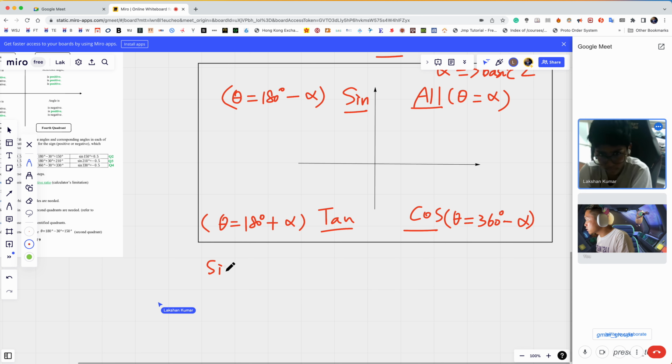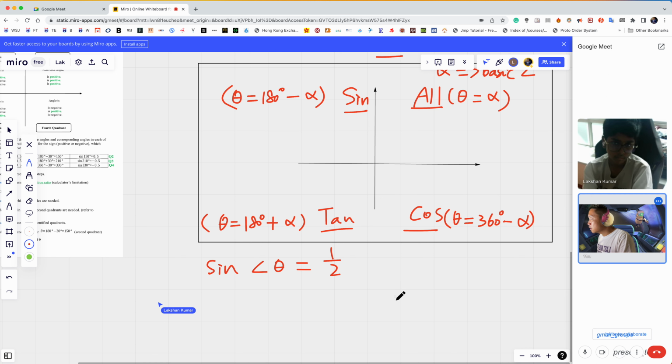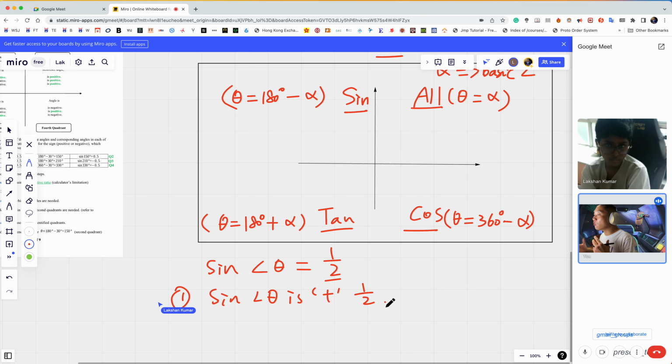So let me start. The question is sine theta is half. Step one: sine theta is positive half, right? So in a way, sine theta is positive. I'm going to be a bit long-winded. I will write out all the details at first, but when you start to get the hang of it, I will speed up and remove the small details and just get the gist. Right now I am going to write down all the specific small details. So over here, step one, sine angle theta is positive half.